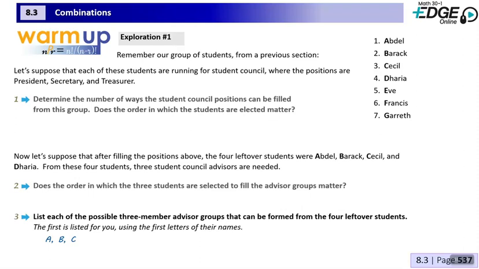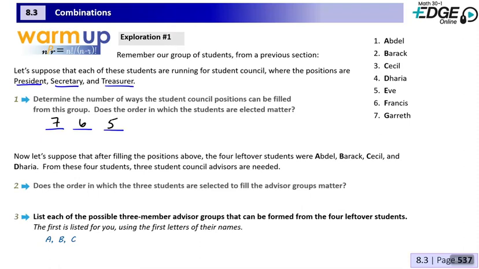Now, suppose these students are running for a student council where the positions are president, secretary, and treasurer. We're asked to determine the number of ways the student council positions can be filled from this group, and are then asked if the order in which they are elected matters. Well, if we have 1, 2, 3 positions, then we could have any one of the 7 students in the first position, so we have 7 options here, and then any one of the 6 remaining in the next position, and then any one of the 5 remaining in the third position.